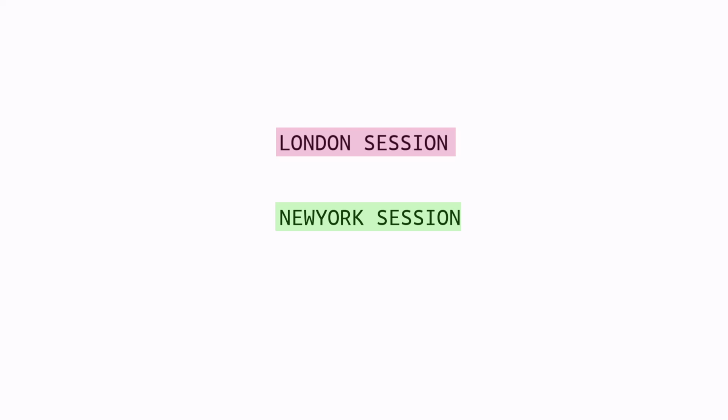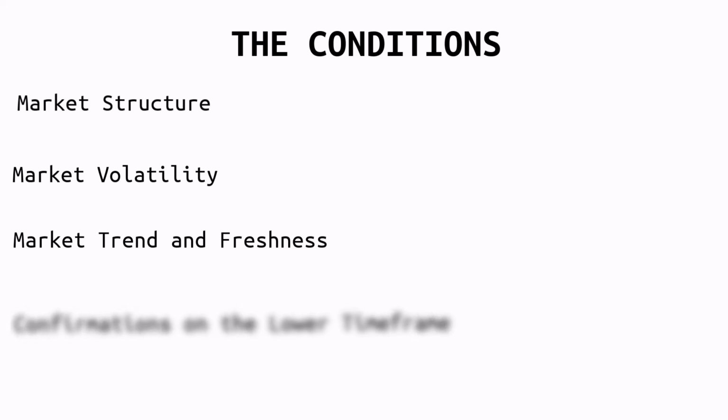The third factor is market trend and freshness. We have already talked about trends a bit. Order blocks have a much higher chance of success in trending markets compared to ranging markets. A trending market is moving clearly in one direction, either up or down. A ranging market is moving sideways without a clear direction. So it's always better to trade order blocks that are in the direction of the dominant market trend. Go with the flow.